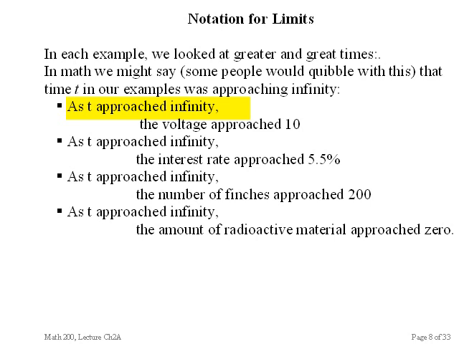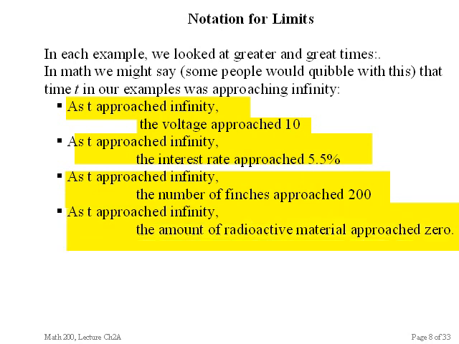In all these cases, it was time. What was on the horizontal axis in those graphs but time? So we say, as time approaches infinity, you have to describe what the time is doing. Then you say what the dependent variable is doing. The voltage approached 10. As time approached infinity, the interest rate approached 5.5%. As time approached infinity, the number of finches approached 200, and then similarly in radioactive material, you have the same kind of statement. So the statement of limits has two parts.